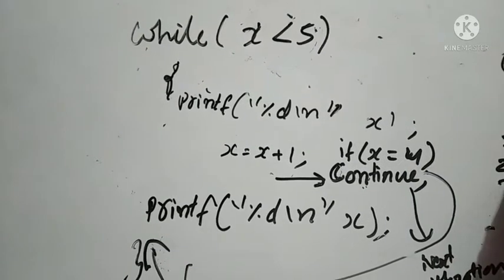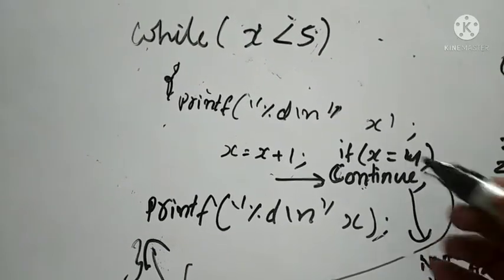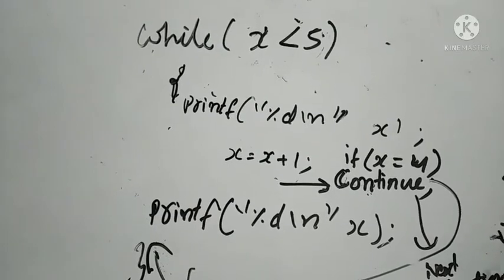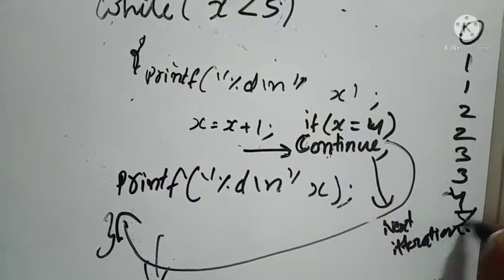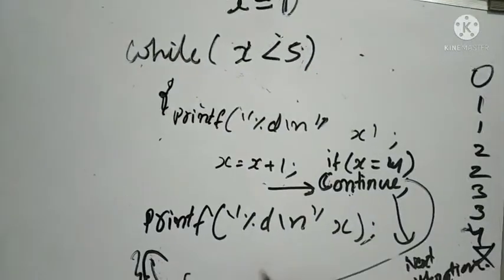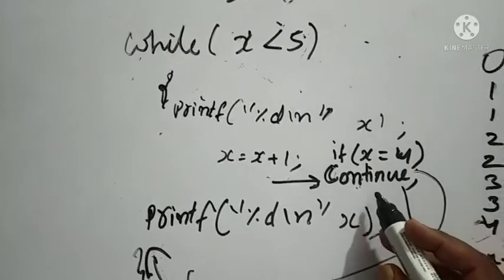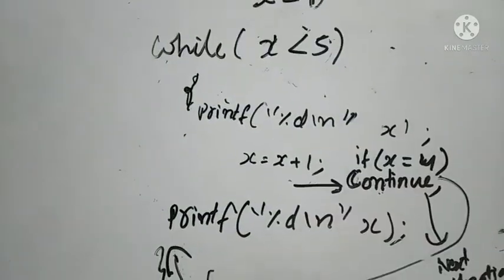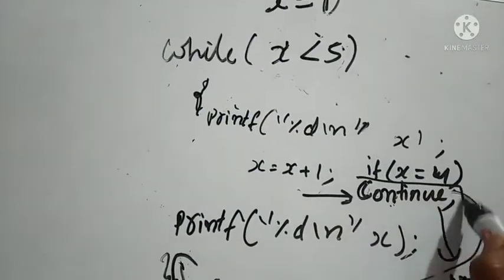When x comes to 4, it will be executed and this instruction is skipped. When it goes here, the 5 will not be displayed. So using an if statement I can control it, or I can just use the continue instruction. I think you got the idea.